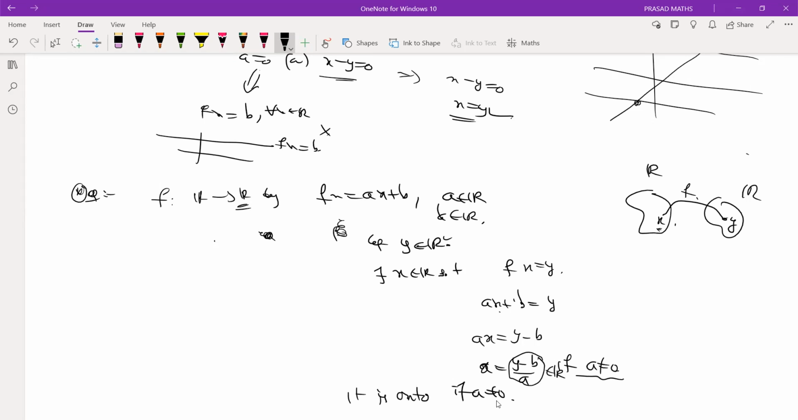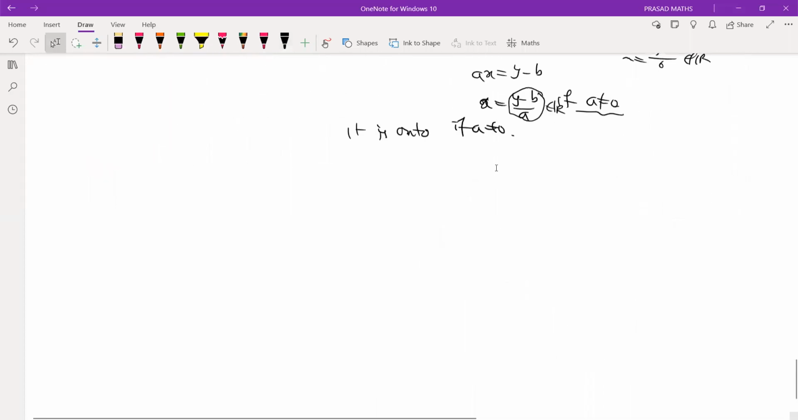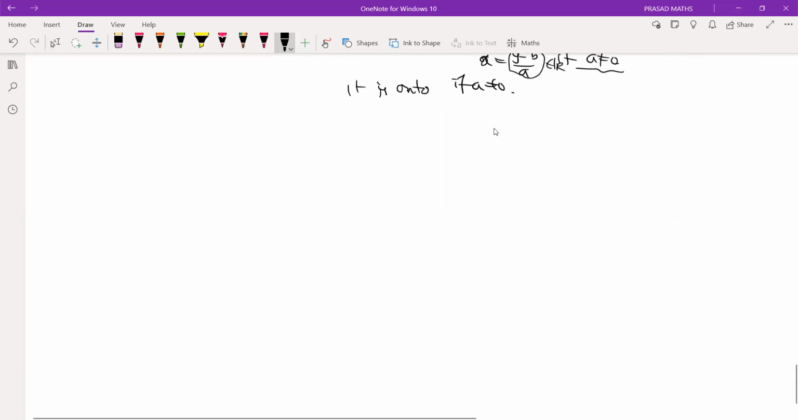If a is zero, we don't have any pre-image for the same y, because x is not a real number. y minus b by 0 is not a real number. For this y, we don't have a pre-image whenever a is 0. If a is non-zero, this is my pre-image. Therefore, it is an onto function for a non-zero. Right?